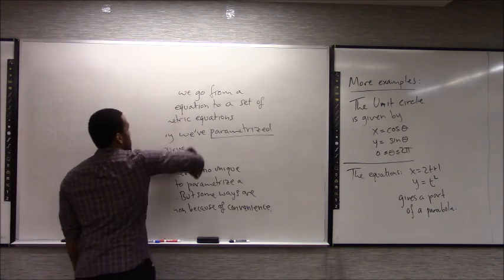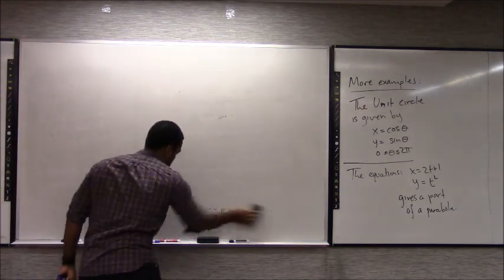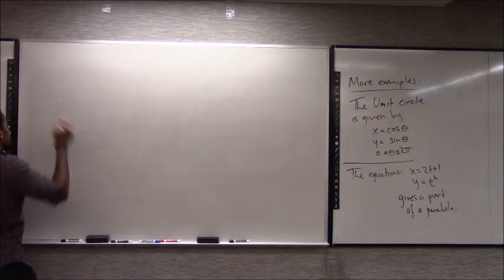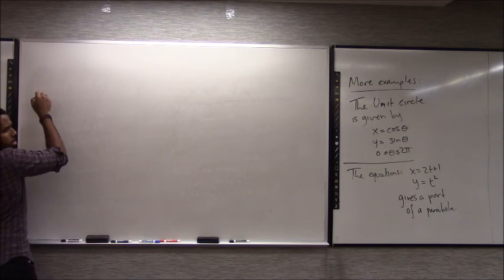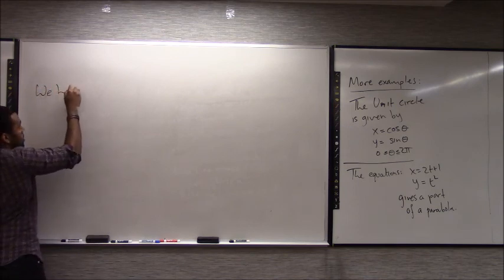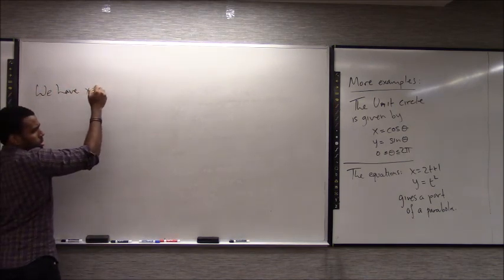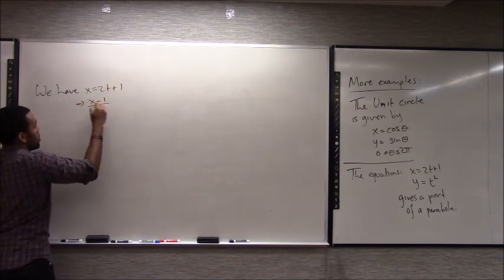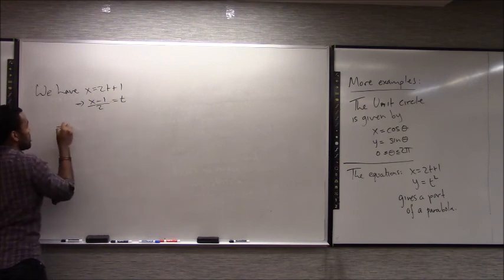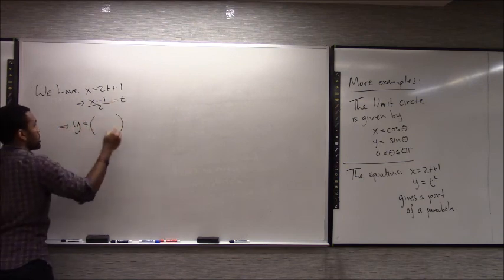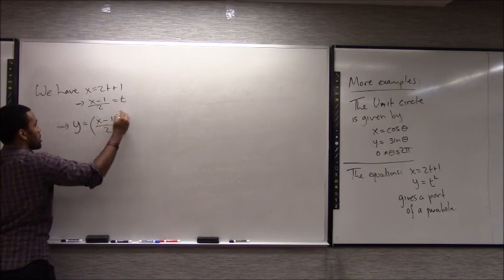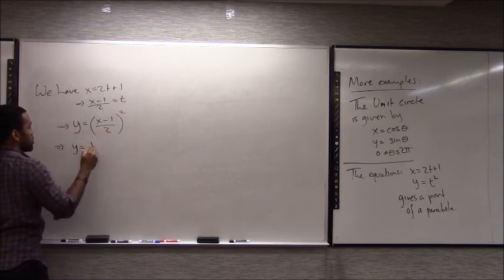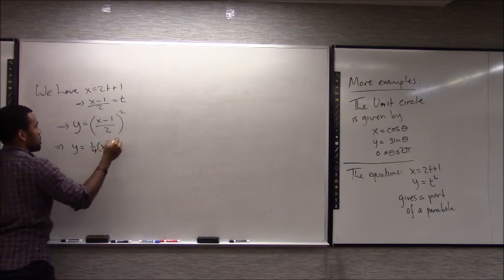Which specific parabola is that? Well, one way you can do it is to, we have x equals 2t plus 1. This means that x minus 1 all over 2 is equal to t. This means I can plug that into y. This means that my y is going to be 1 over 4 times x minus 1 squared.